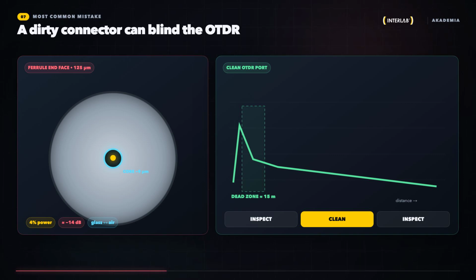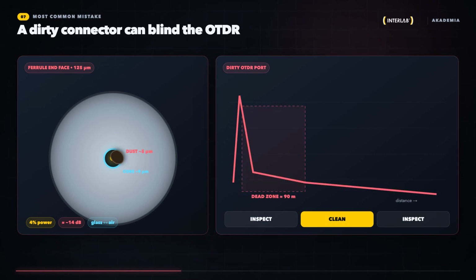For comparison, a clean APC connector typically falls below minus 60 decibels, while UPC is around minus 50 to minus 55. A dirty OTDR port creates an enormous launch peak. The detector saturates, the dead zone grows, and part of the dynamic range disappears. The OTDR becomes blind exactly where you need to see the first events.